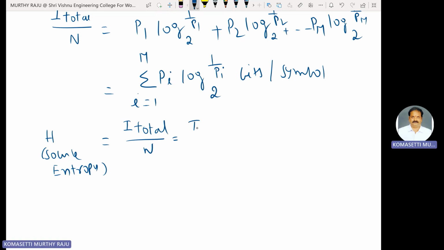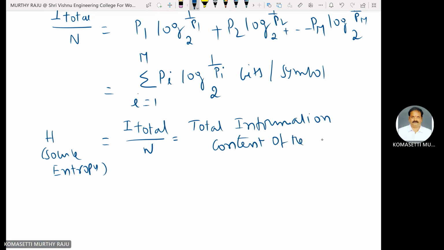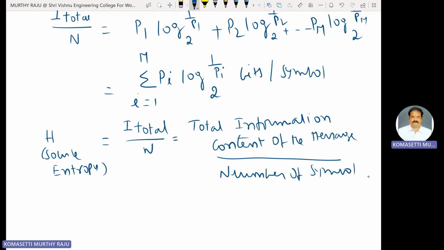This is a total information, total information content of the message by number of symbols in the message. Capital N is the initially defined number of symbols in the long message. Number of symbols in the message.